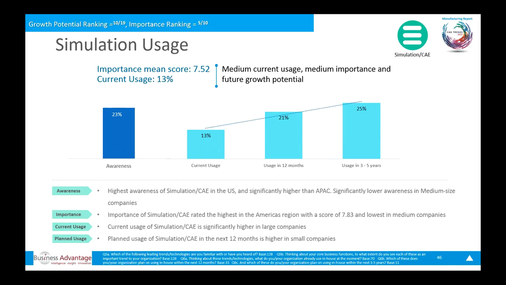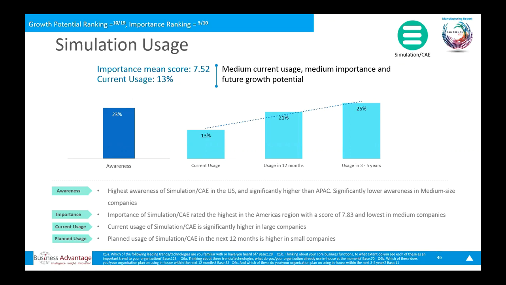Awareness of simulation tools is statistically significantly higher in the US when compared to the APAC region. And usage of simulation or CAE amongst our sample is currently 13%. And over the next 3 to 5 years, it's expected to reach around 25%.